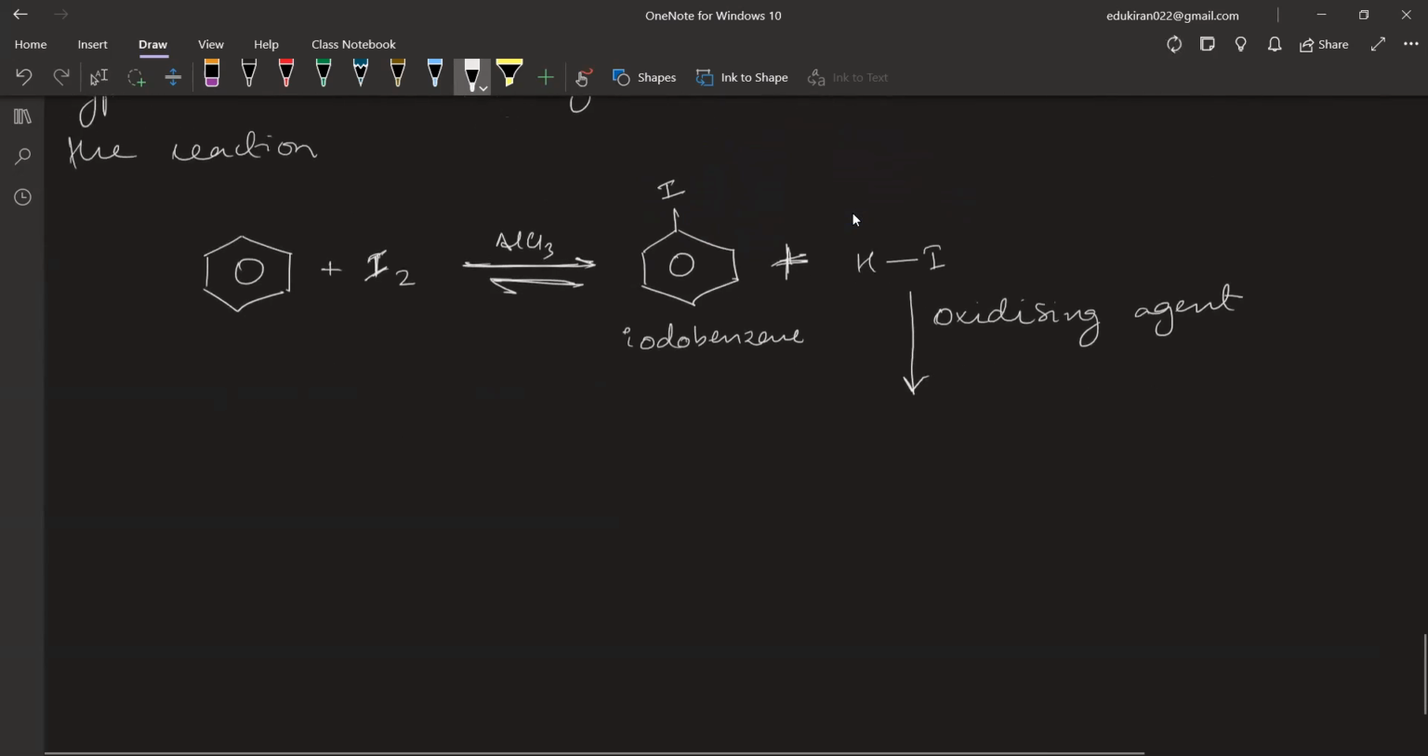If I put an oxidizing agent, then it will be like, okay, very good. So what is the oxidizing agent we will be using? We'll be using HNO3, or we will be using HIO4. Both of these, HNO3 and HIO4, what will they do? They will turn HI into I2.